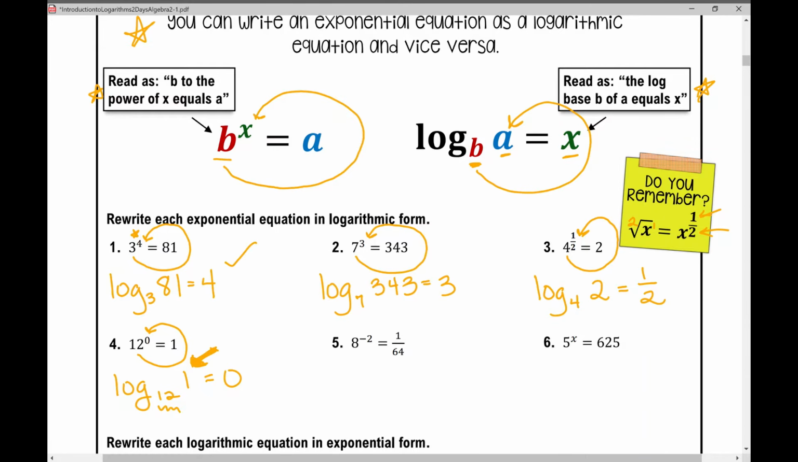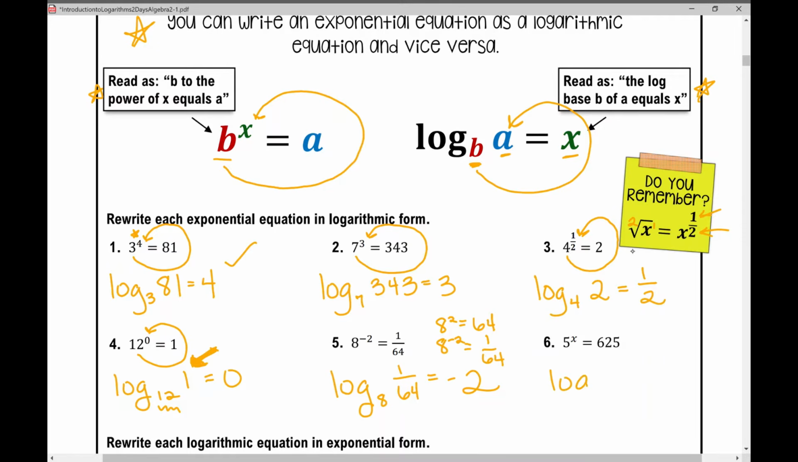Let's move on to number 5. Log base 8, let's rewrite it. Log base 8 of what? 1 over 64 equals -2, right? And remember that an exponent that is negative yields a very small number. So 8 to the power of 2 is 64, and 8 to the power of -2 is 1 over 64.